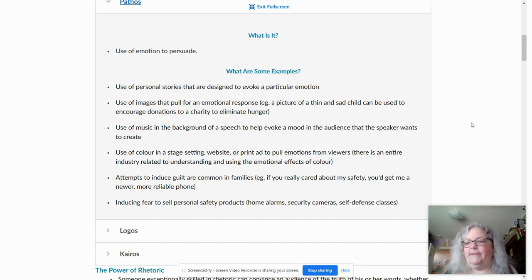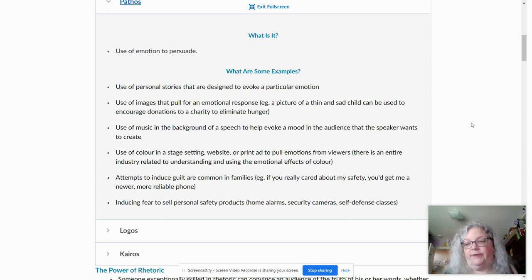There are much more subtle ways of using pathos as well. Use of music in the background of a speech or a video helps to evoke a mood in the audience. And so the speaker is going to decide what music to have playing in the background with an eye to what mood they're hoping to evoke.